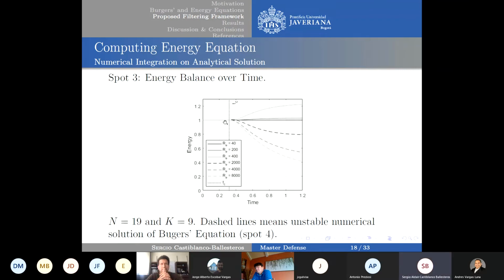That is to say, it is equal to 1, but due to numerical errors after the critical time, the perfect match is lost, and the balance takes a trend upward or downward. Dashed lines mean that for those cases, when computed numerically, the solution to Burger's equation diverges to infinity.